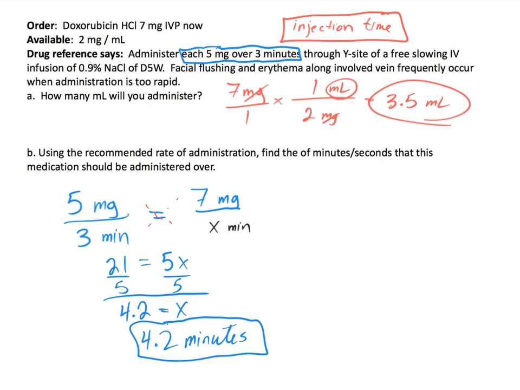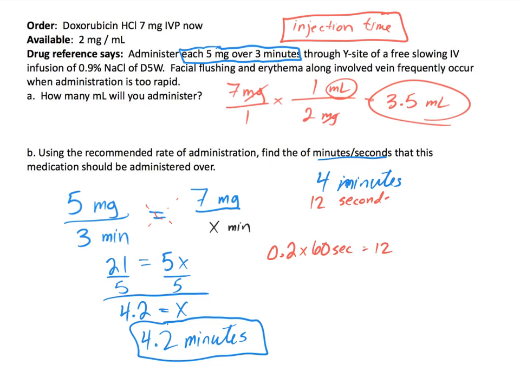Now, you're asked to find minutes and seconds. So we're going to have 4 minutes, but we want to convert the 0.2 minutes into seconds. That's 2/10 of a minute. So if I multiply that by 60, because this is 60 seconds, then I will get 12. So this will be 4 minutes and 12 seconds.